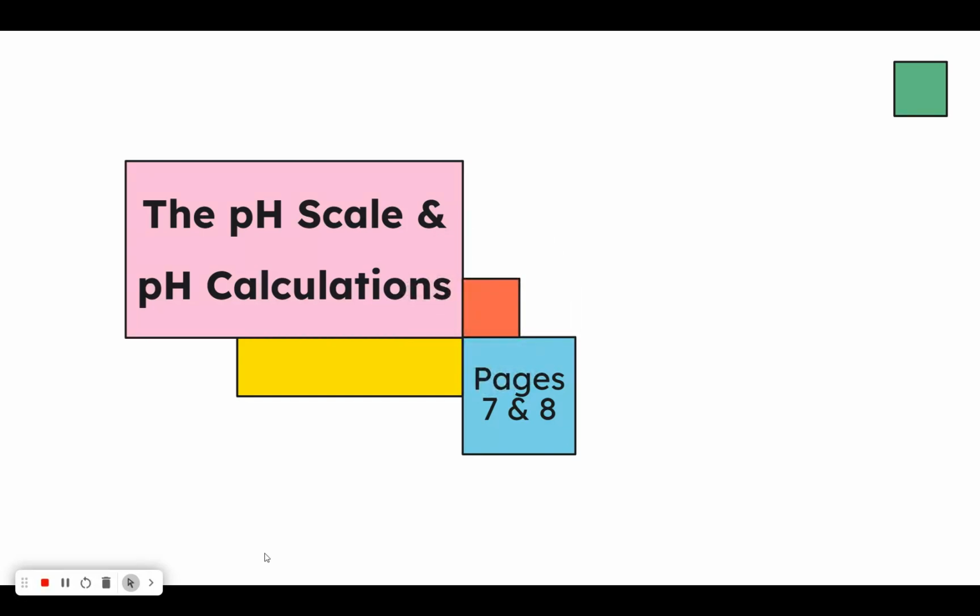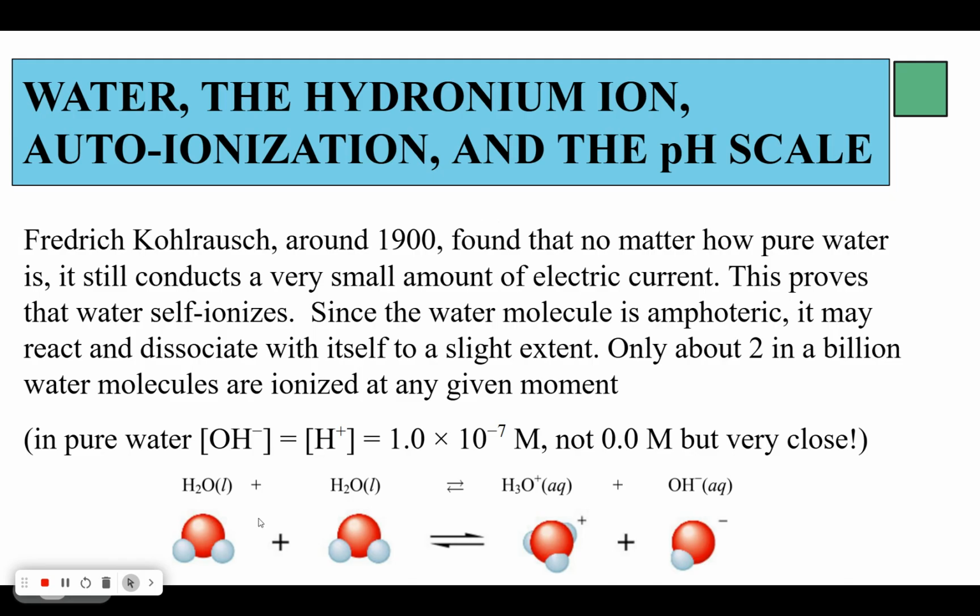All right, so this is our pH scale and pH calculations notes on pages 7 and 8. And we're going to talk a little bit more about the pH scale itself instead of just the calculations and how to do them, just for some of the context of what we're doing and where all of these crazy calculations came from. So pH has actually been around for a while.